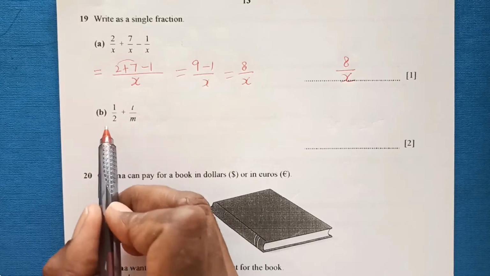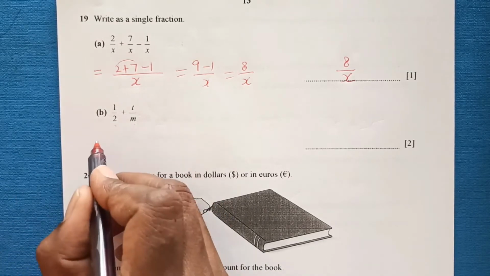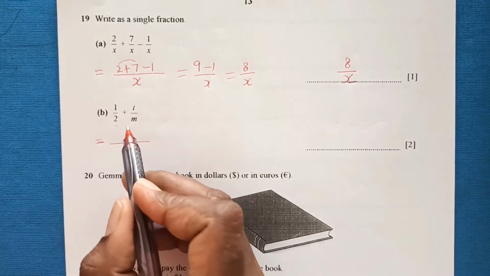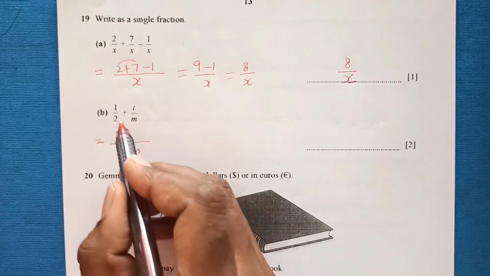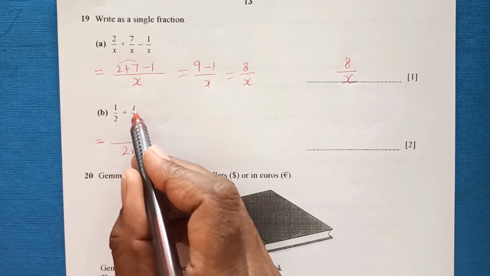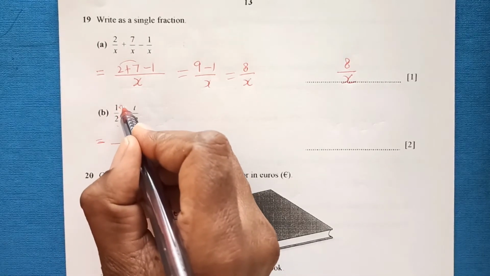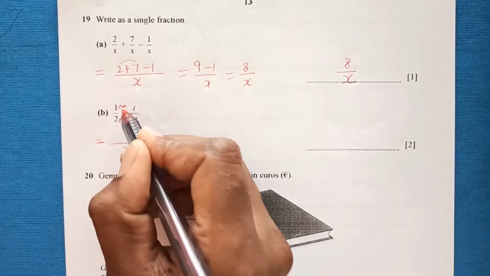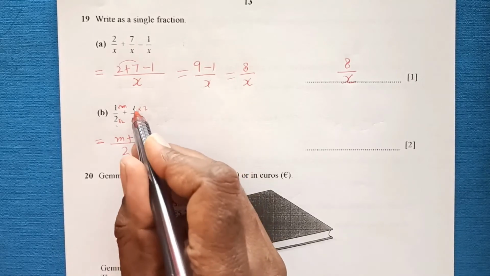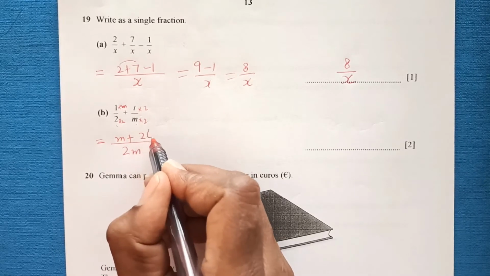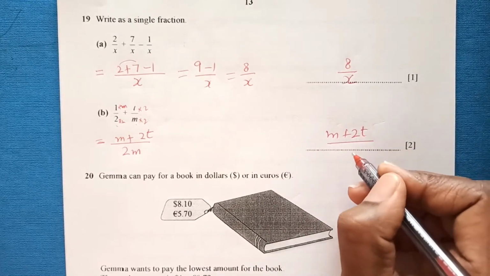Now part B, 1 over 2 plus t over m. So we have two different expressions. The common denominator is 2m. When you cross multiply, we can make it 2m. So that is m, plus t times 2 is 2t. So our final answer is m plus 2t over 2m.